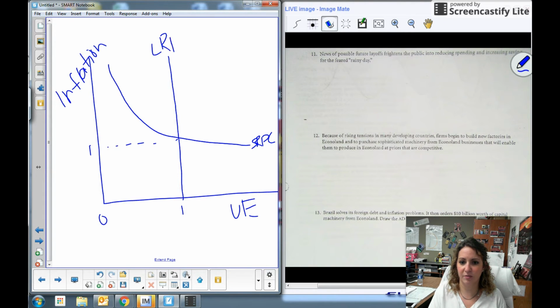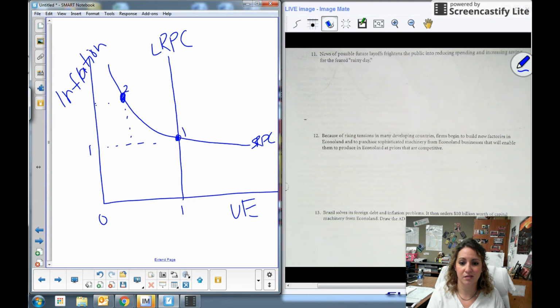Long run Phillips curve. If you remember, we increase aggregate demand because if Brazil is buying all this capital machinery, they're buying it from Ecoland. That's more buying for Ecoland. And so that's going to be an upwards movement because it was a rightward shift of aggregate demand. So it's going from point, let's say 1 to point 2.